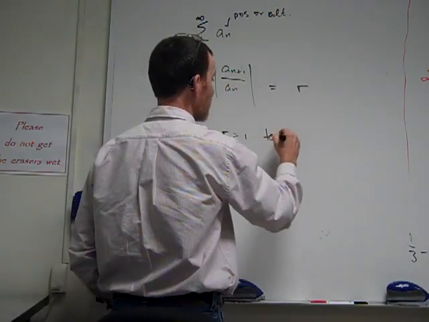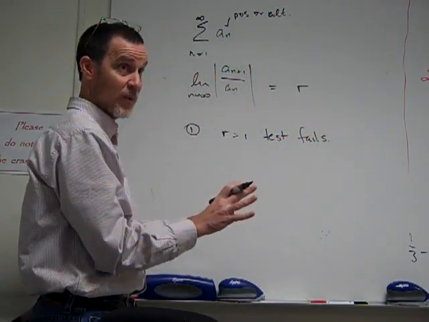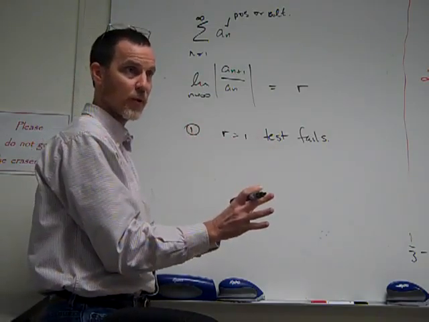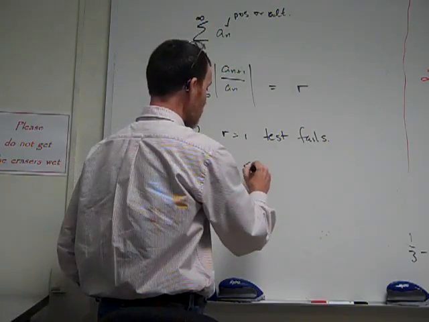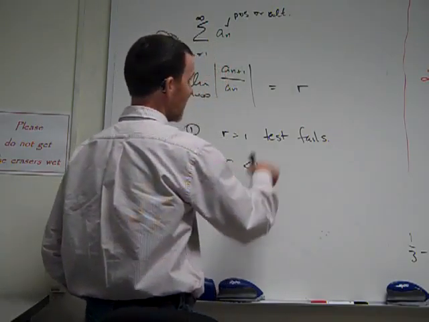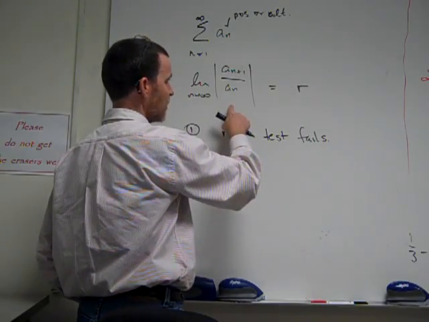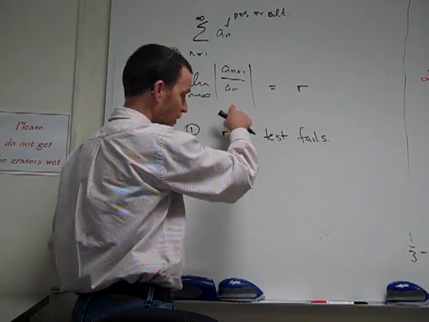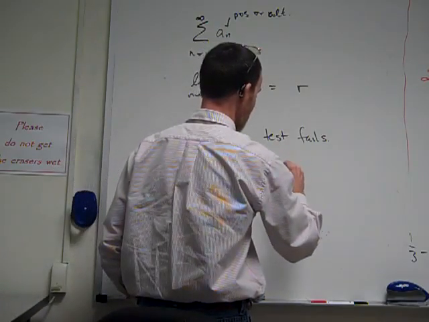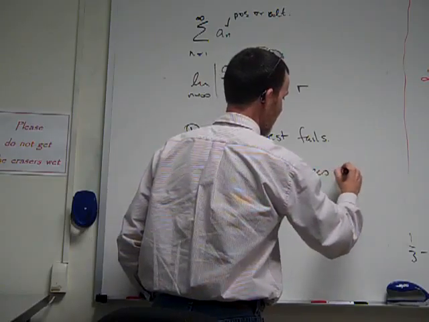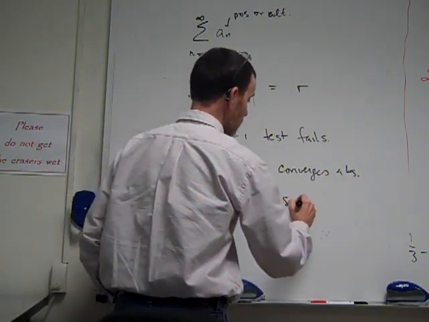If r equals 1, the test fails. It doesn't tell you anything. The test fails. You don't know convergence, you don't know divergence. All you know is the test failed you. If r is less than 1, then, since this is positive, it can't be less than 0, right? So that's really 0 less than or equal to r less than 1. Then it converges absolutely. And if r is greater than 1, the series diverges.